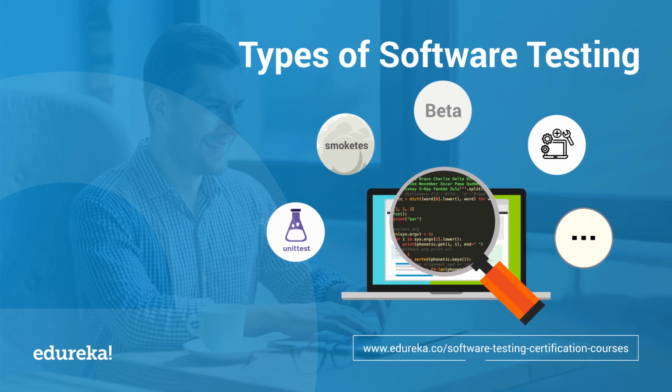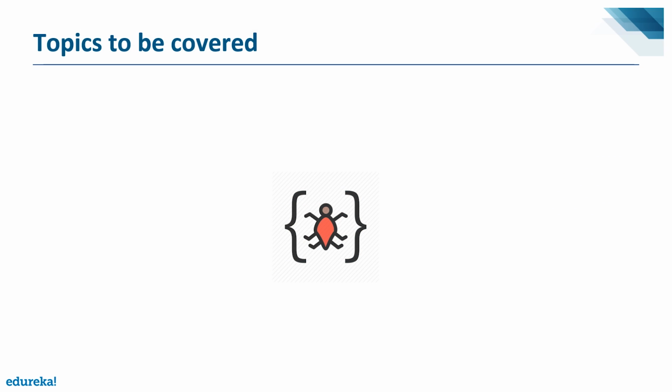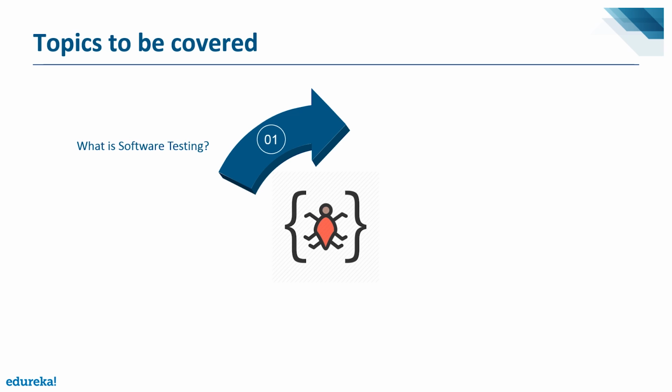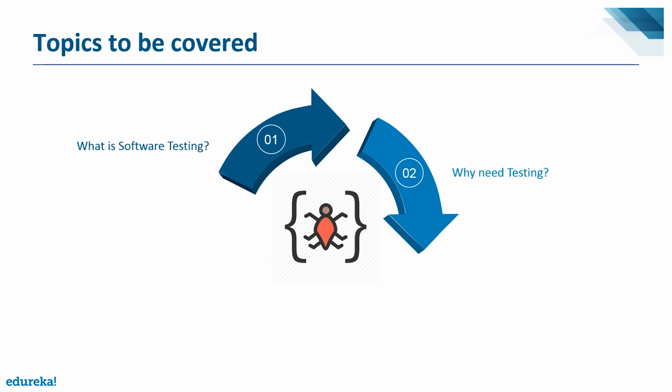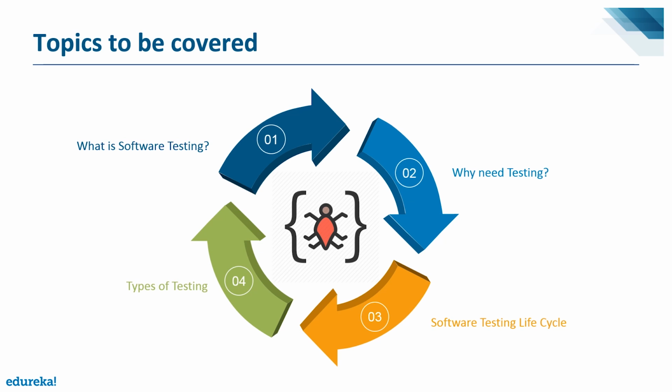Today we are going to have a look at the different types of software testing. So, let's begin with today's agenda. First we will see what is software testing, and then we will have a look at why we need testing. Next up, we will move on and have a look at the software testing life cycle. And finally, we will discuss all the types of testing such as functional testing, non-functional testing, and all the various testings under them. So let's begin.